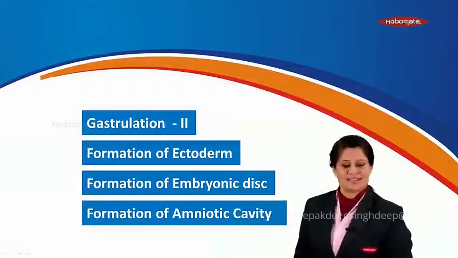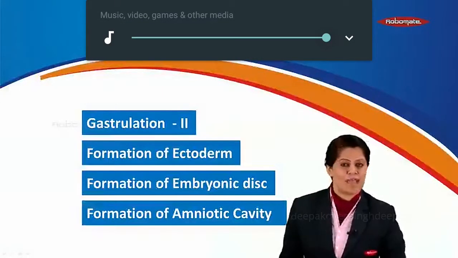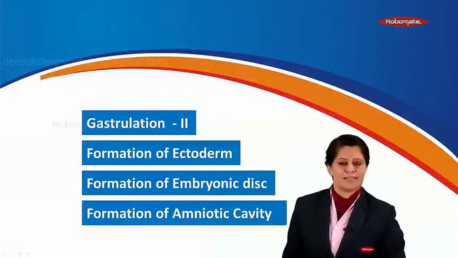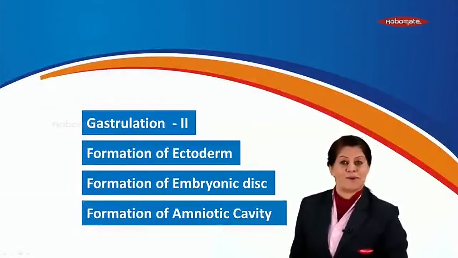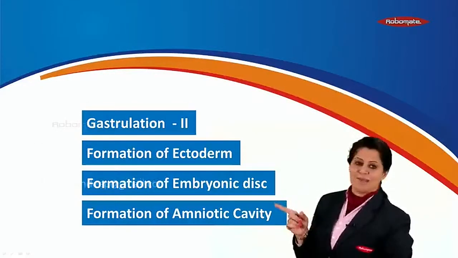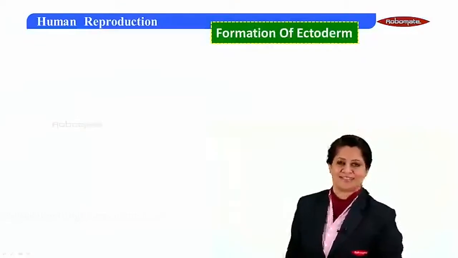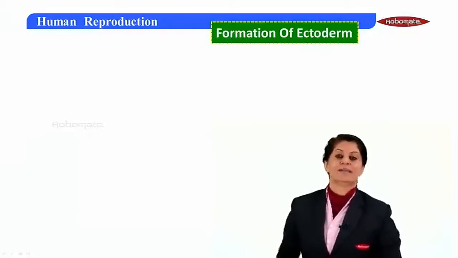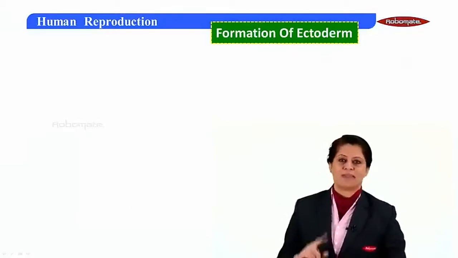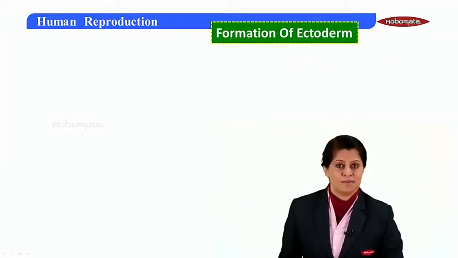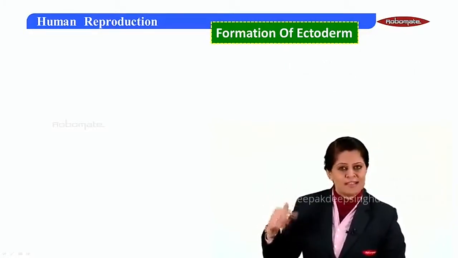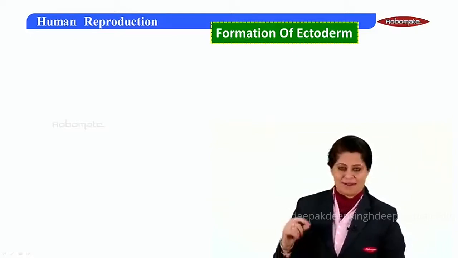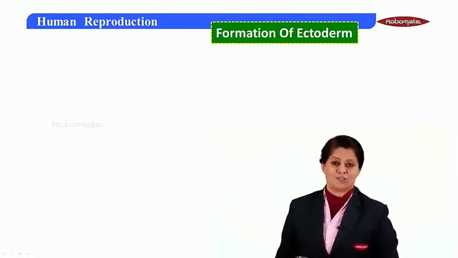Hello students, we are carrying on with the process of gastrulation, in which in this module we will be studying the formation of ectoderm, embryonic disc and the amniotic cavity. Now let's see, first we learn about how the second germ layer, ectoderm, is formed. Remember, the first layer to be formed was endoderm, and then everything starts happening simultaneously. But right now we learn about ectoderm first.